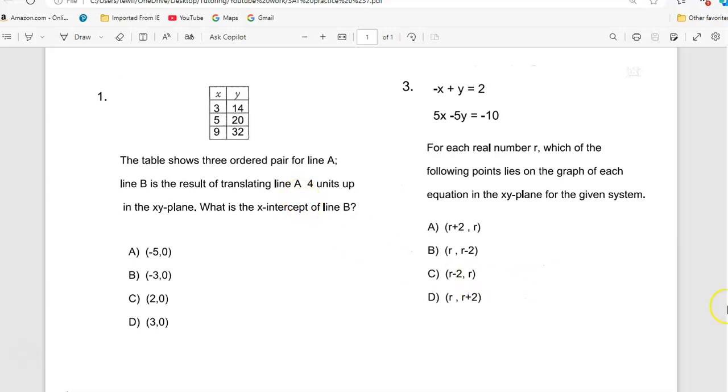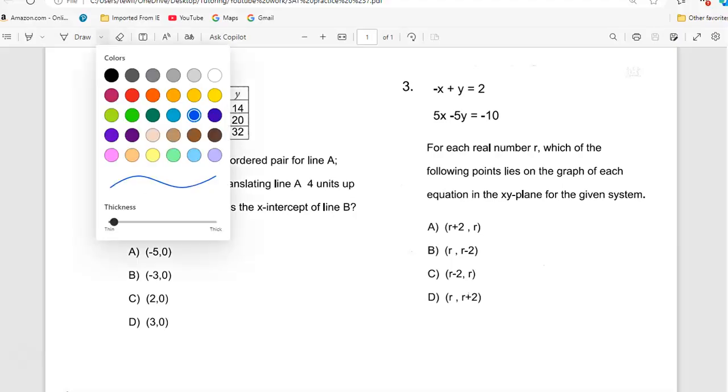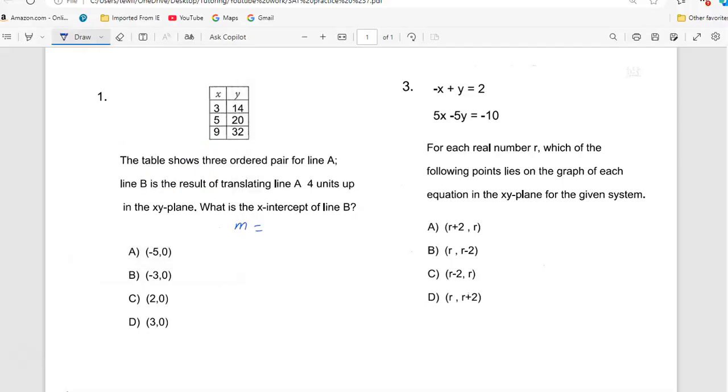Okay, so let's find line A first. How do we find line A? We have three ordered pairs, so let's find the slope first. Slope is rise over run, difference of y's over difference of x's. If I take the first two ordered pairs, (3, 14) and (5, 20), I subtract y's, so it will be 20 minus 14 over the difference of x's, 5 minus 3. That gives us 6 over 2, which is equal to 3. So the slope is 3.